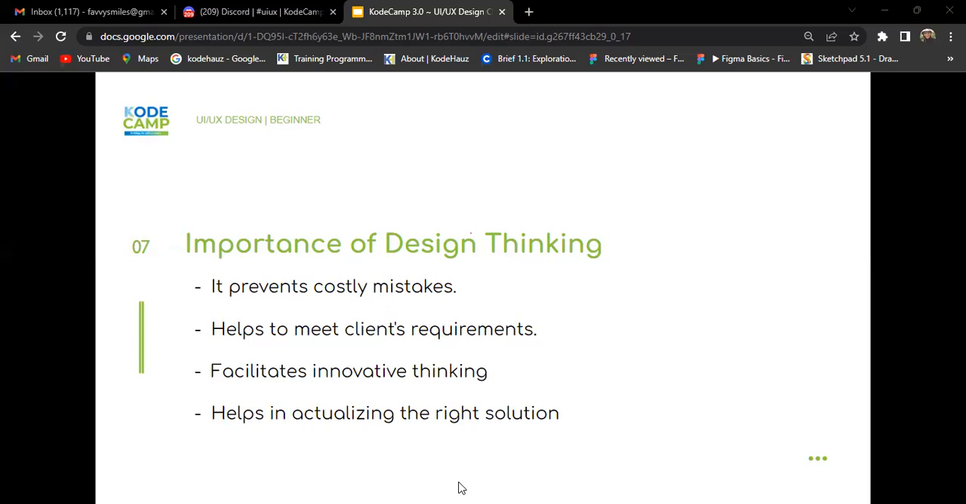Number 2 says it helps to meet clients' requirements. So a client comes to you and tells you, I want this done. Can you come up with an application for mentors where people can find mentors or people can gain mentorship?